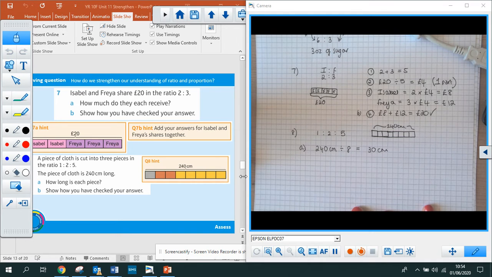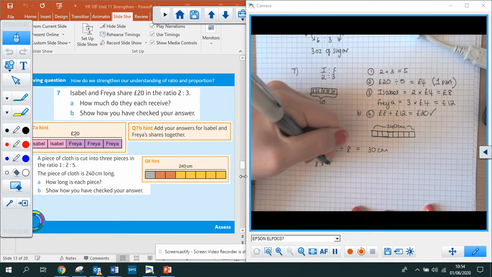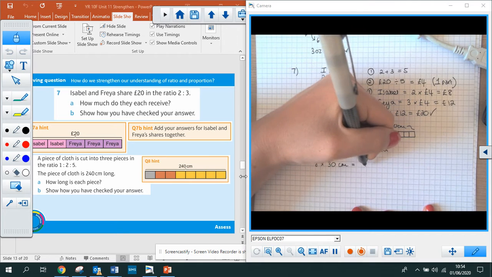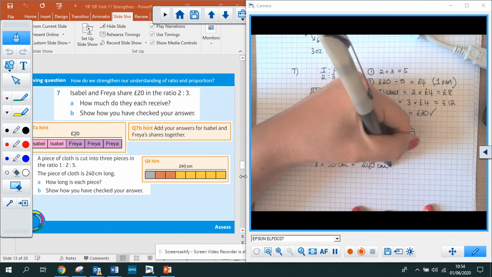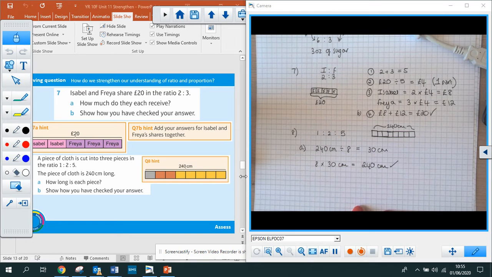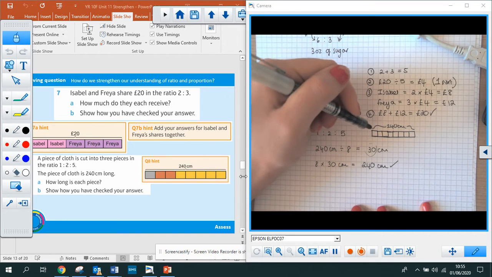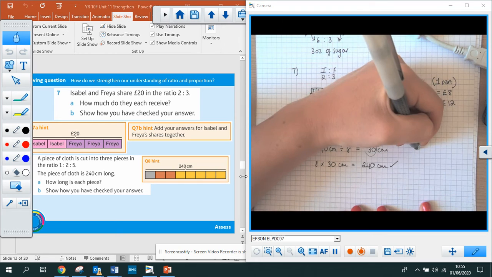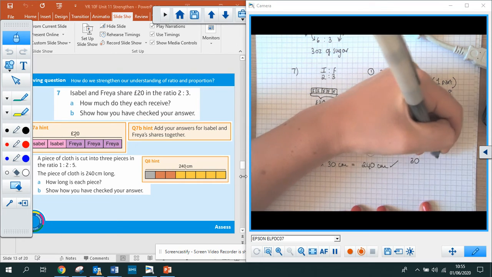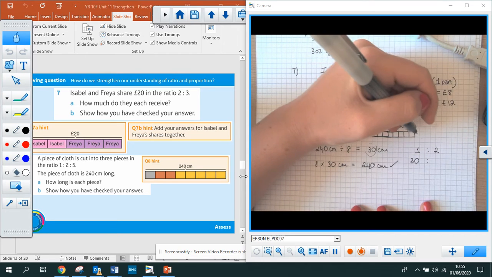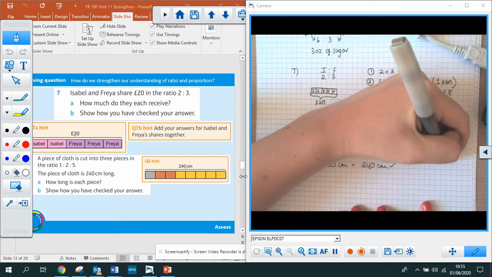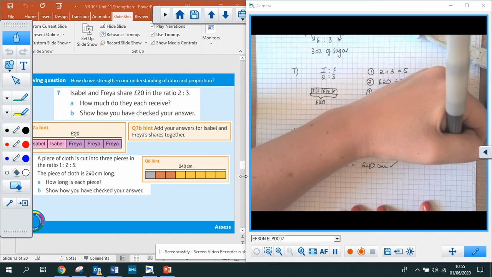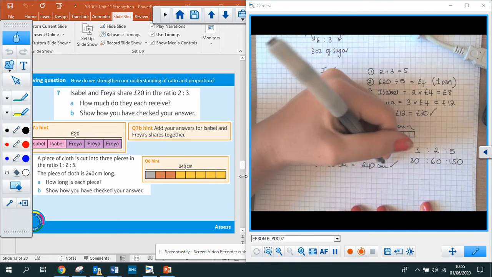Show how you have checked your answer. Well, you want to check your answer by doing 8 multiplied by 30 centimetres and seeing if it makes 240 centimetres, which it does, okay? We're just checking it in that way. Sorry, I've missed a step there, I realised in my explanation. So that was 1 part. We had to work out each piece. So that was 1 in the ratio, which was 30. The 2 in the ratio is 2 lots of that, which is going to be 60. And then we have 5 lots of 30, which is going to be 150. So ignore my check there.